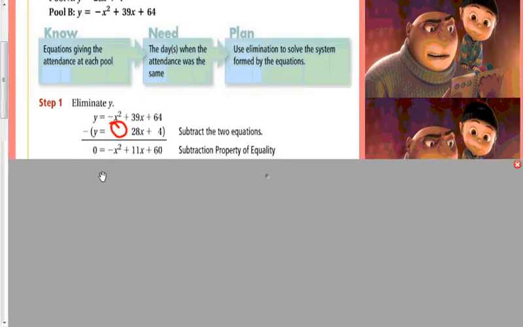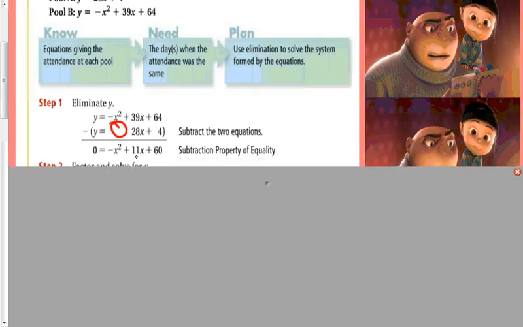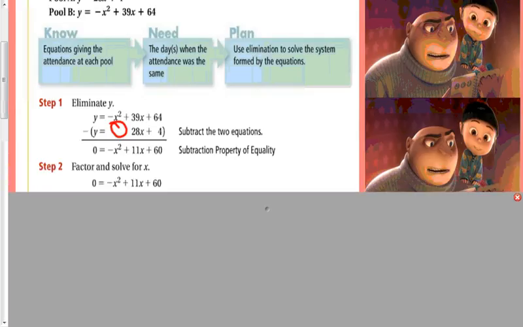We'd have negative x squared because nothing happens to that. Subtract the 28x from the 39x, so you get 11x. Subtract the 4 from the 64 and get 60. So we have 0 equals negative x squared plus 11x plus 60. Now there's no y's, so we can solve our quadratic function to get our zeros, to get our x's. So we're going to factor and solve.